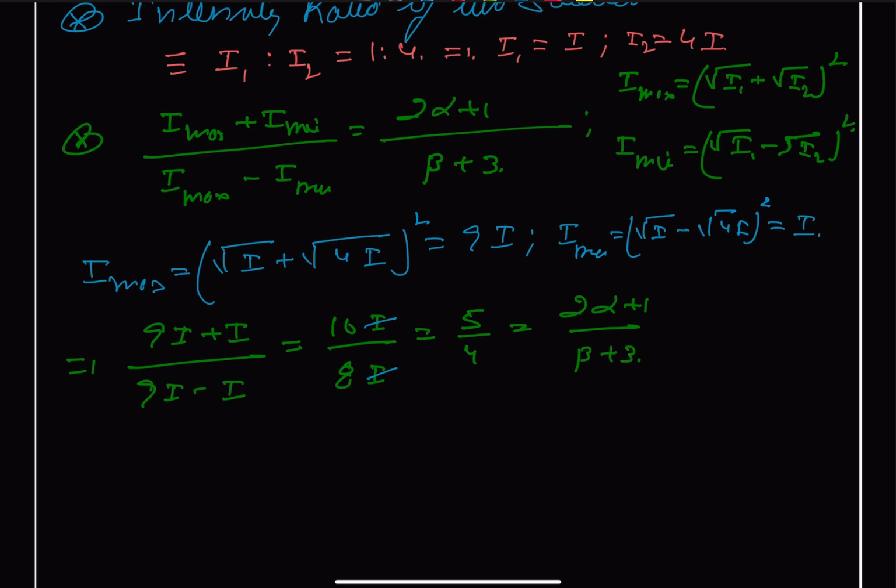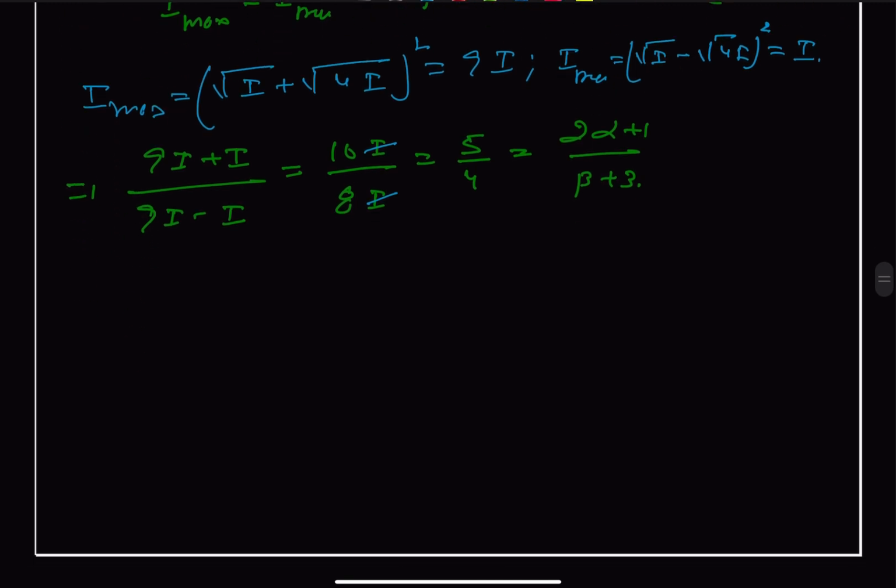And we are going to solve this equation now. It's quite simple. So we get this as 5 beta plus 15 is equal to 8 alpha plus 4.